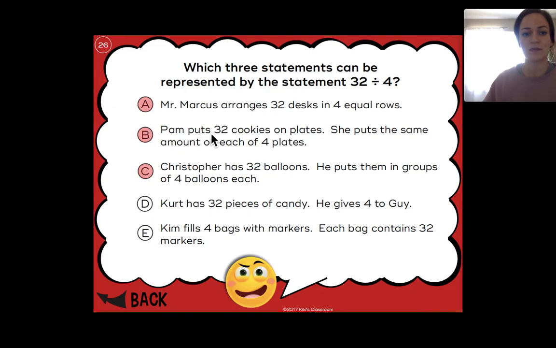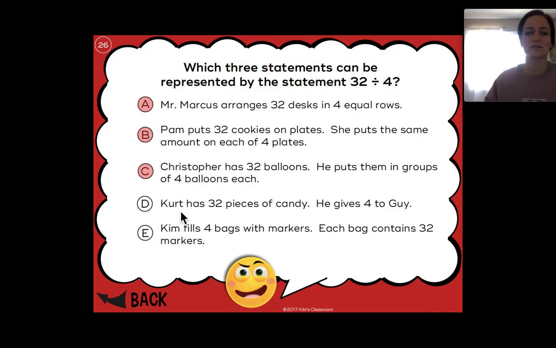If we look at this one, Pam puts 32 cookies on plates. She puts the same amount on each of the 4 plates. So we've got 4 plates, and 32 cookies are divided onto those 4 different plates. So yes, that shows 32 divided by 4. Christopher has 32 balloons. He puts them in groups of 4 balloons each. So there's 4 balloons here, 4 balloons here, 4 balloons here, right? That's 32 total balloons divided into groups of 4.